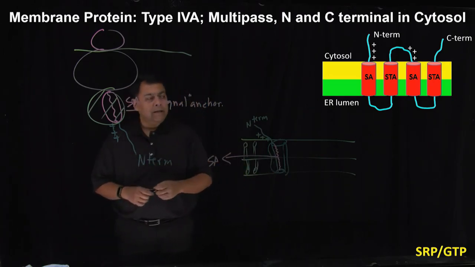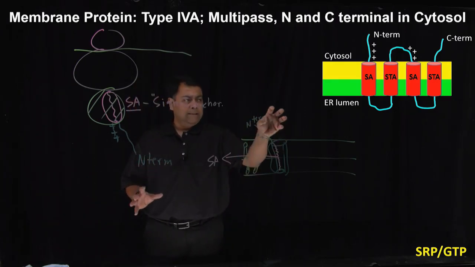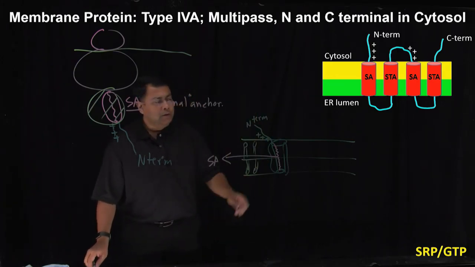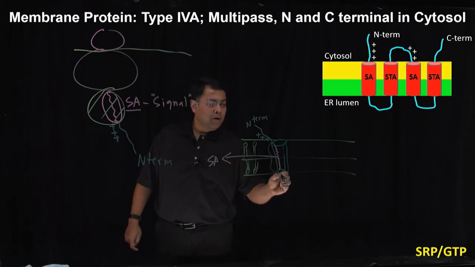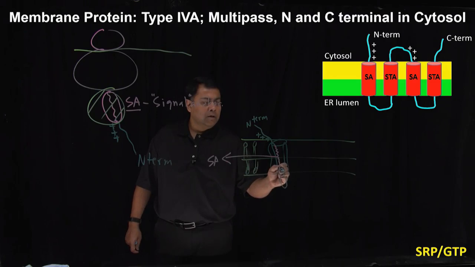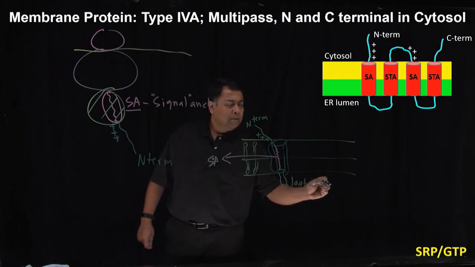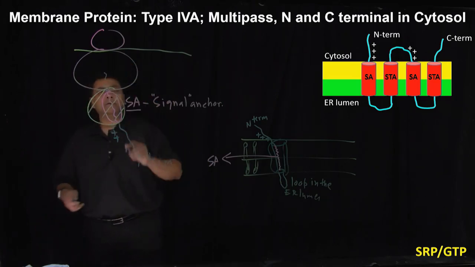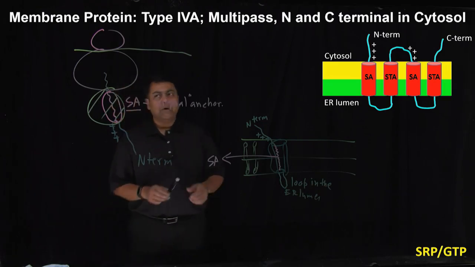After the SA sequence is synthesized, this is where the ribosome is sitting on top of the translocon. This will be followed by the synthesis of another loop-like structure, and this is basically the luminal part, the loop in the ER lumen. So that's going to be synthesized after this. After that, there is another thing that is going to happen.